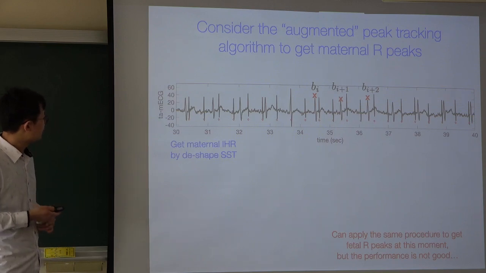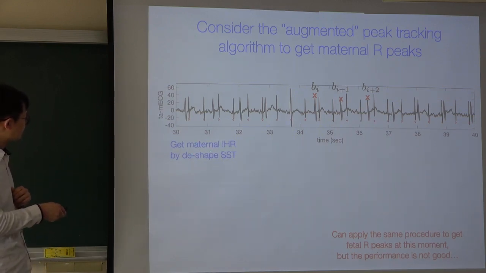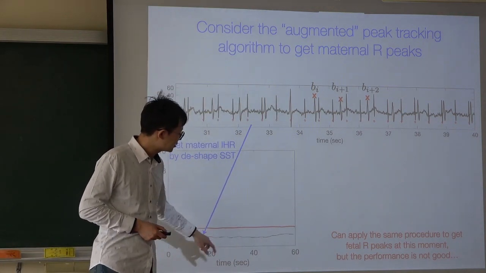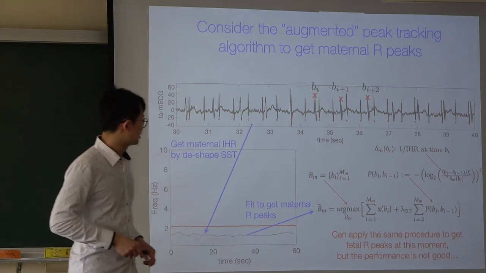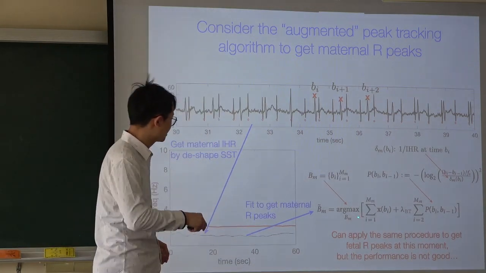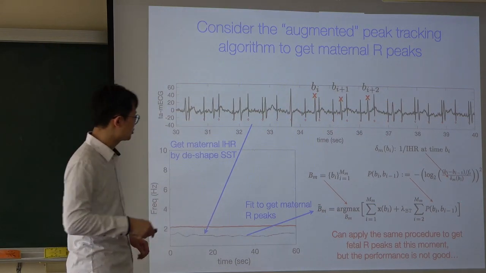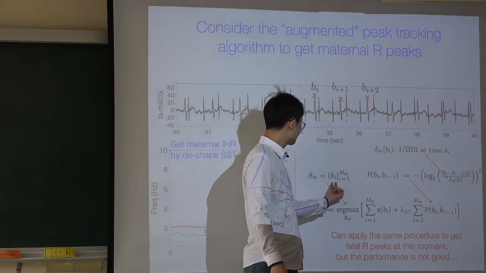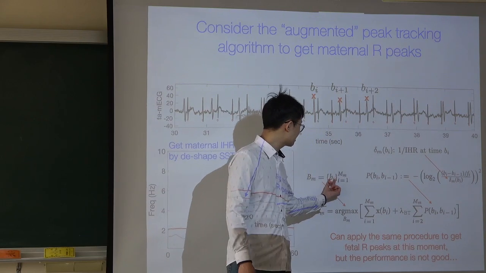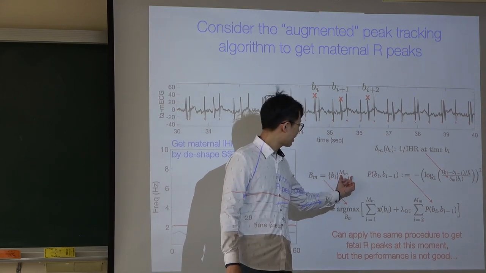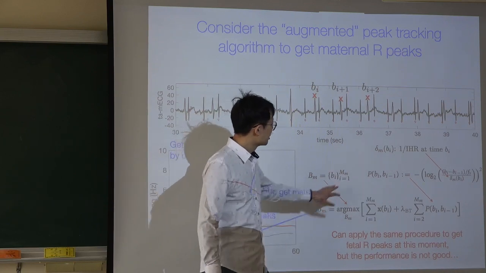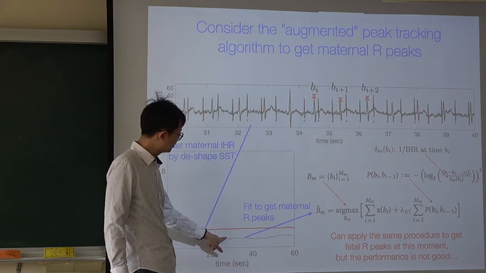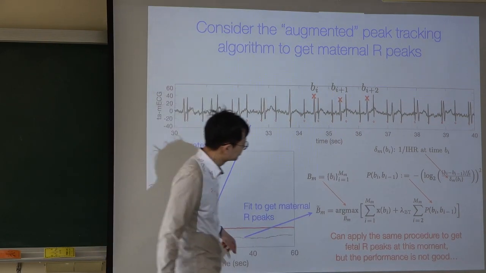So what we can do is first get the maternal instantaneous heart rate by the shape synchrosqueezing. Once we get the maternal heart rate, we can apply dynamic programming to solve a minimization problem, so that we can get the maternal R peaks. We assume the maternal R peak locations are called b_i, and there are capital M, small m of them. That's our assumption. And then we can use the instantaneous heart rate determined from the D-shape algorithm.